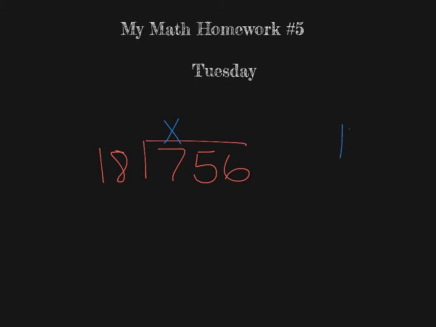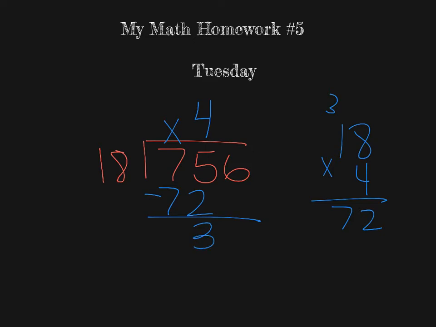We could try a few numbers. Let's go and try 4. 8 times 4 is 32. I'll carry my 3. 4 times 1 is 4. Add 3 is going to be 7. So this works because 72 is close to 75 and it's not going over. So we know that will be 8 times 4 is 72. That will give us 3 left because 5 minus 2 is 3. We'll bring this guy down to make it 36.